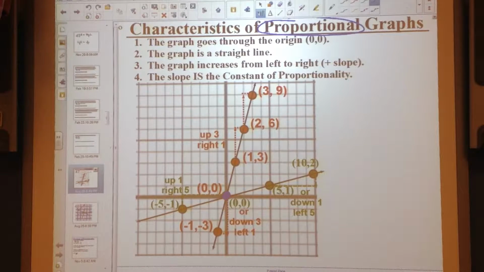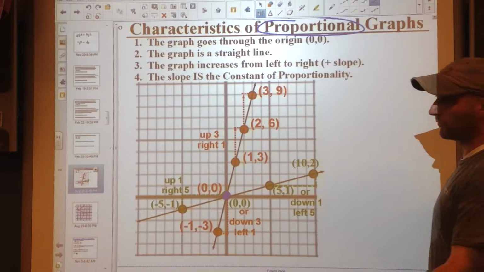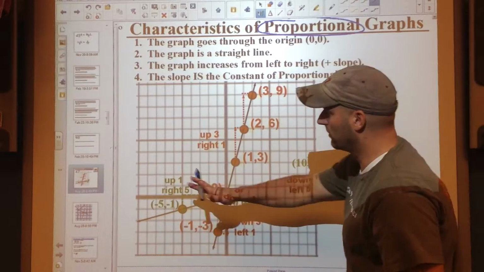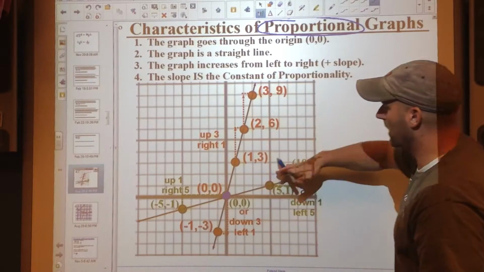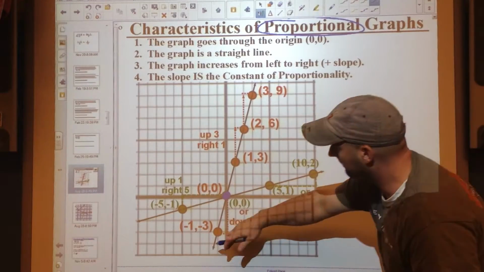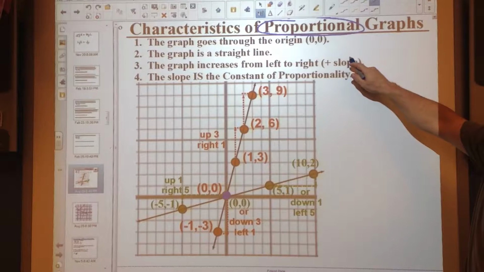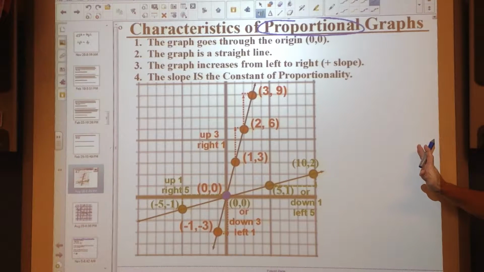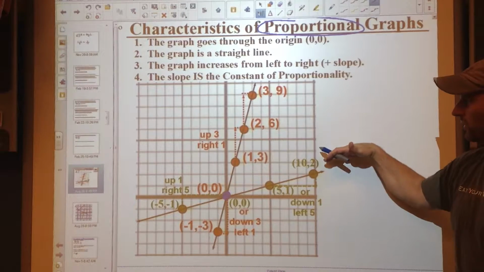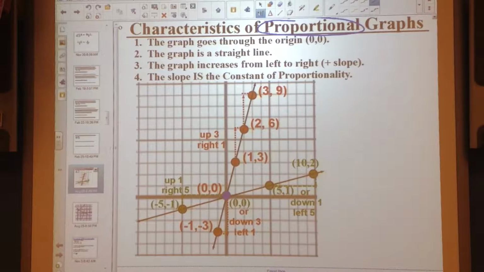The graph increases from left to right, which we will call a positive slope. So I always think about the way you read. We read left to right. And so if you're looking at this line, it is going uphill when you read it left to right. This line is going uphill when you read it left to right. That makes it a positive slope. Or when it goes positive on the x, it'll be going positive on the y. When it's going negative on the x, it will be going negative on the y. The last thing is the slope is the constant of proportionality.